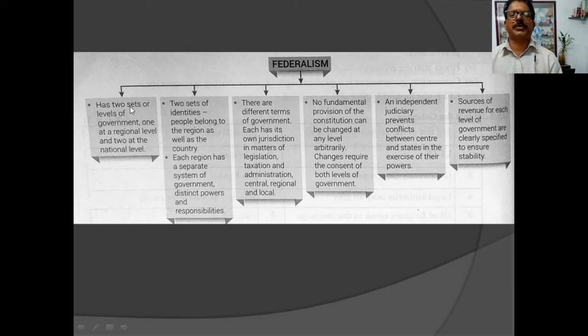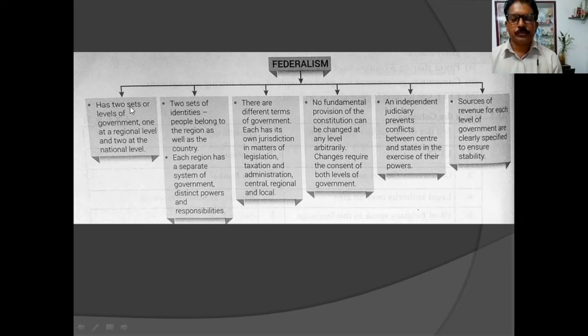So what is the first feature of federalism? It has two or three levels of government. In a federal form of government, there may be two levels of government. We have the central government and the state governments, and we have added one more. In a country like India, we have local self-governments.